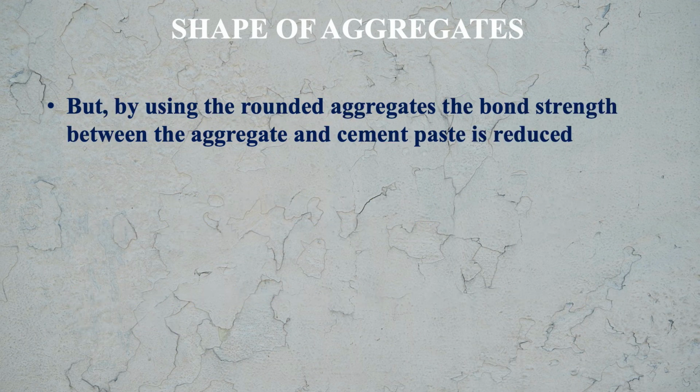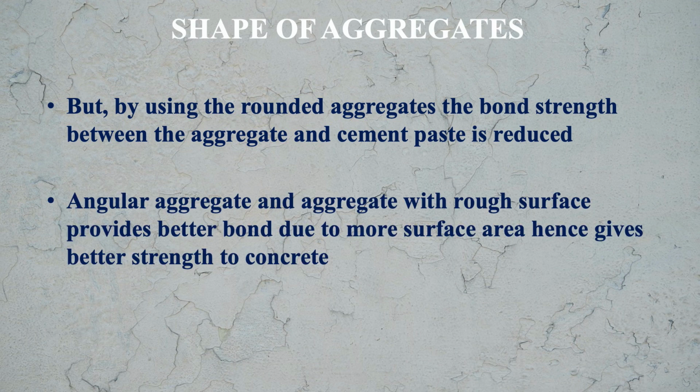But by using round aggregates, there is also a problem. What is that problem? The problem is with the bond between the aggregate and the cement paste. With round aggregates, the bond strength between the aggregate and the cement paste is reduced. Angular aggregates and the aggregates with rough surface provide better bond due to more surface area, hence give better strength to concrete. But as you know, these aggregates give less workability to the concrete.